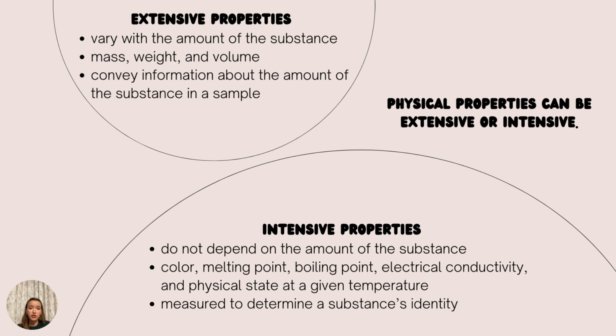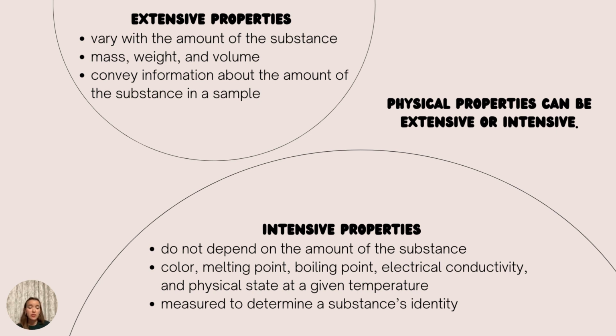But physical properties can be extensive or intensive as well. What is the difference between them? So extensive means to vary with the amount of the substance. Here we include mass, weight, and volume. And extensive properties do convey information about the amount of the substance that we have in the sample.